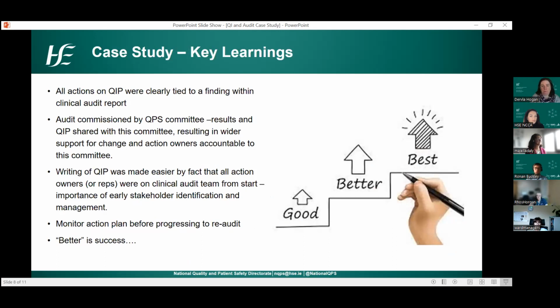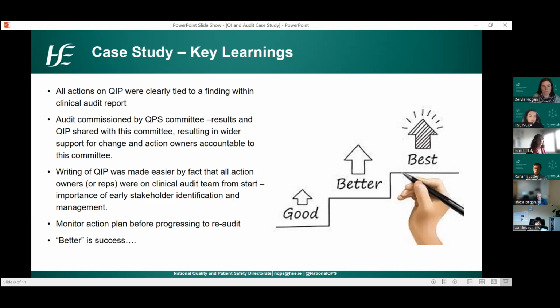What was learned from it? Well, all actions on the QIP were clearly tied to a finding within the clinical audit report. So completing each of those actions is going to contribute to addressing the opportunities for improvement. The audit was commissioned by the QPS committee, so results and the quality improvement plan were shared with the committee, and that results in wider support for change, and the action owners are now held accountable through that committee.